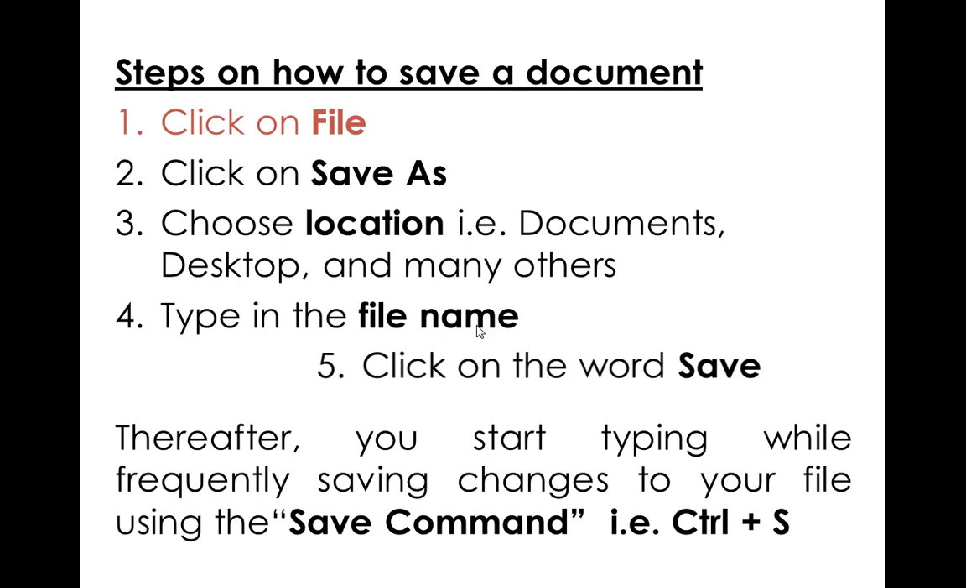Now, all those steps you are seeing are done at first. As soon as you open the program called Microsoft Office Word, you go straight onto File, click on Save As. Why are we clicking on Save As? We are in need of choosing a location where to save our document and giving our document a file name.